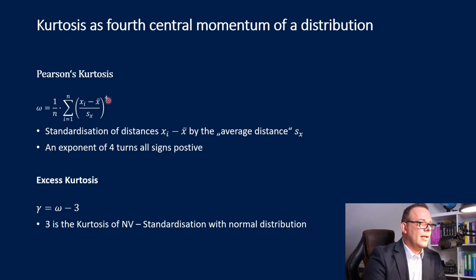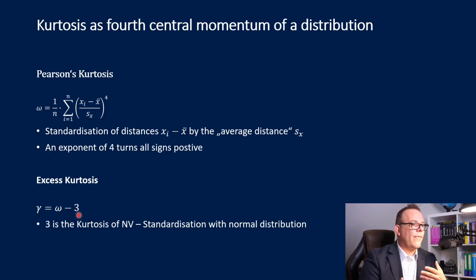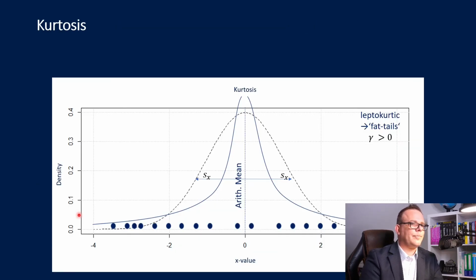Now, typically today, we use the excess kurtosis, and the excess kurtosis is simply gamma. Gamma is omega minus 3. Why 3? Because 3 is the kurtosis of a normal distribution. So we have an orientation. We compare the kurtosis with the kurtosis of the normal distribution. Let's have a look at that.